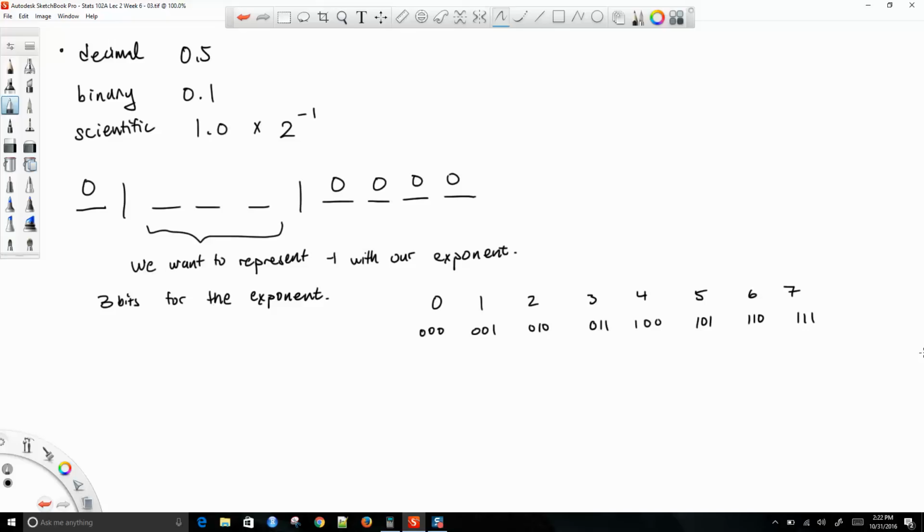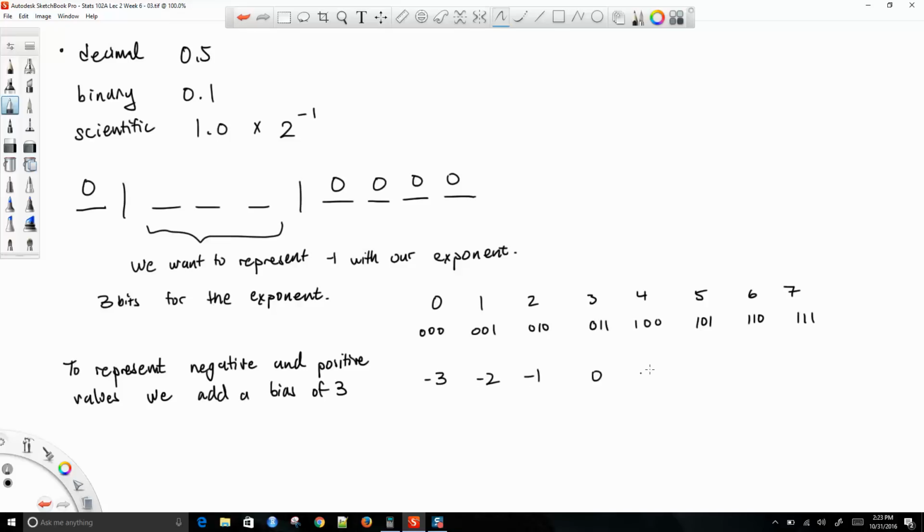Okay, and so what we're going to do is introduce a bias. If we want to be able to represent both negative and positive numbers, we have to introduce a bias. Okay, so to represent both negative and positive, we add a bias of 3. Okay, and so now 0, 0, 0 will represent negative 3, and these will be the values that we have.